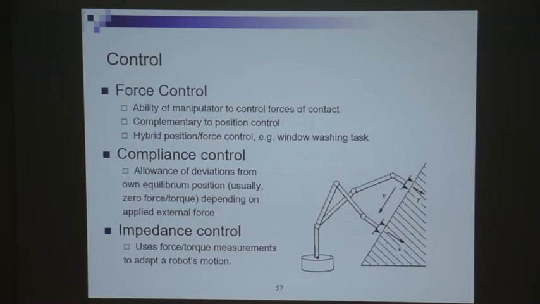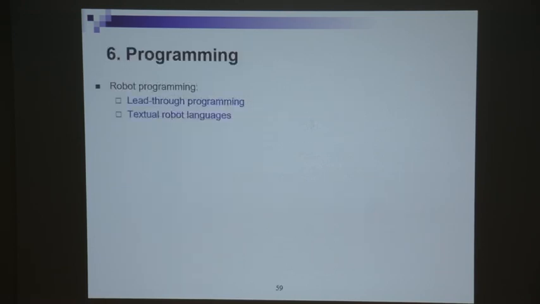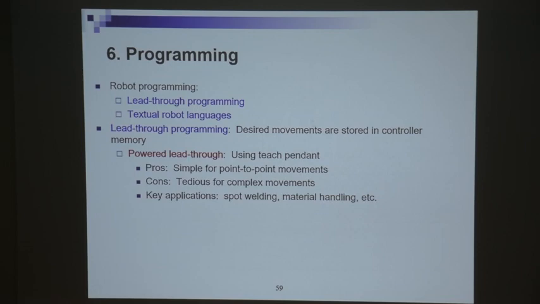So you have control, and finally, you need to program the robot. There are essentially two ways to program an industrial robot. The first is via lead-through programming, and the second is via a textual robotic language. With lead-through programming, the desired movements are stored in the controller memory. So you use a teach pendant.